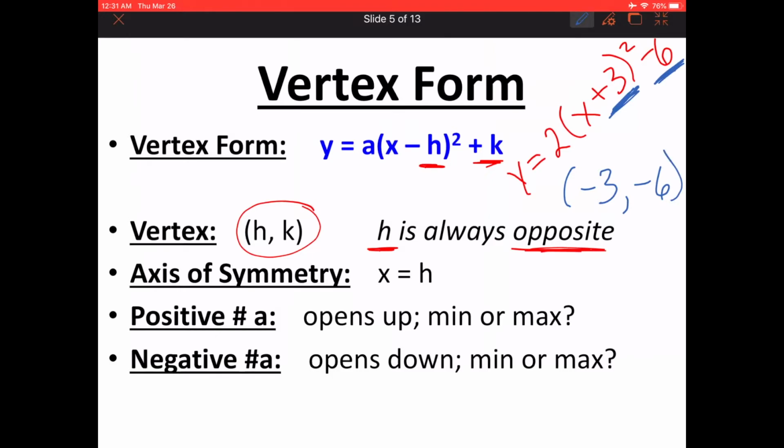Again, that is a point on a coordinate grid. The axis of symmetry comes from x = h. So in this example, for my h, I have plus 3. I would take the opposite of that, and my axis of symmetry would be x = -3. Notice my axis of symmetry is the same as that first number in my vertex.